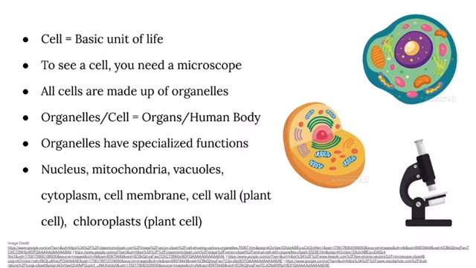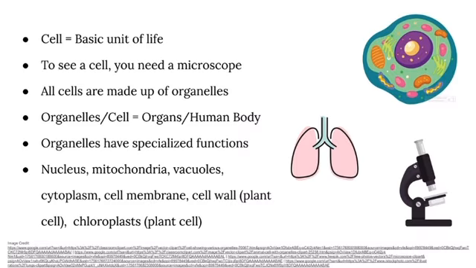All cells are made up of organelles, subunits of the cell, which can be compared to organs in the human body. Organs have specialized functions in order to keep the body running properly, and the same goes for organelles in the cell. Today we'll go over some organelles in animal and plant cells.